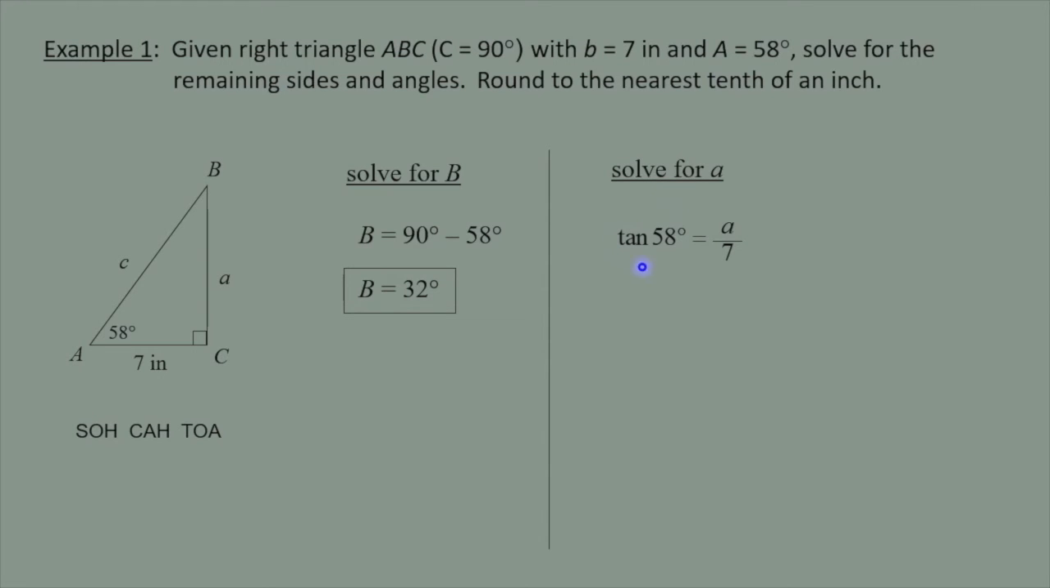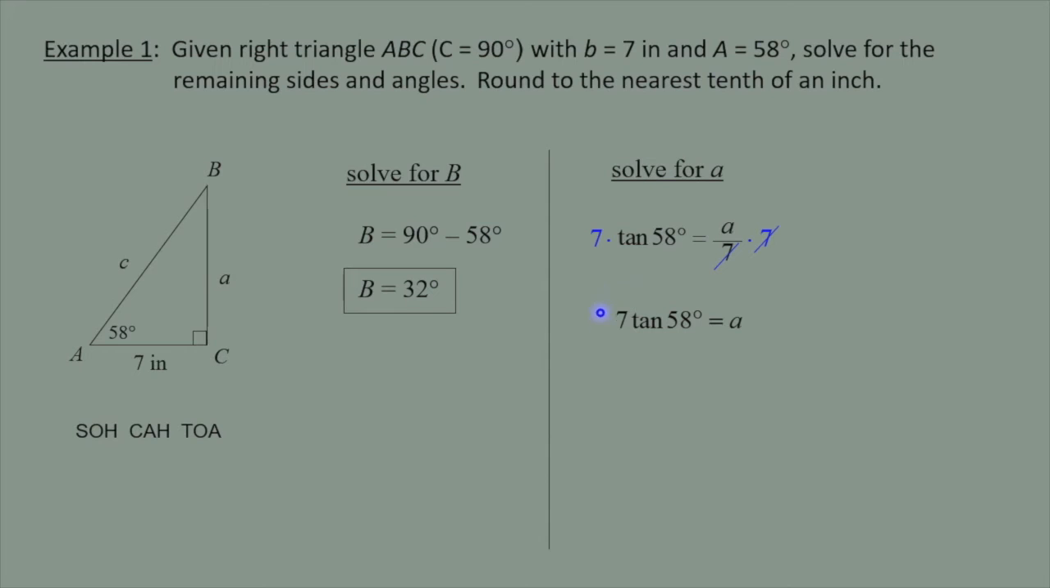Notice in this statement, we're just writing out the definition, tangent equals opposite over adjacent, filling in the angles and the sides in this diagram. There should only be one unknown in this statement, and we can solve for that, in this case, by multiplying both sides by 7 to cancel the denominator. And that leaves us with a equals 7 times tangent of 58 degrees.